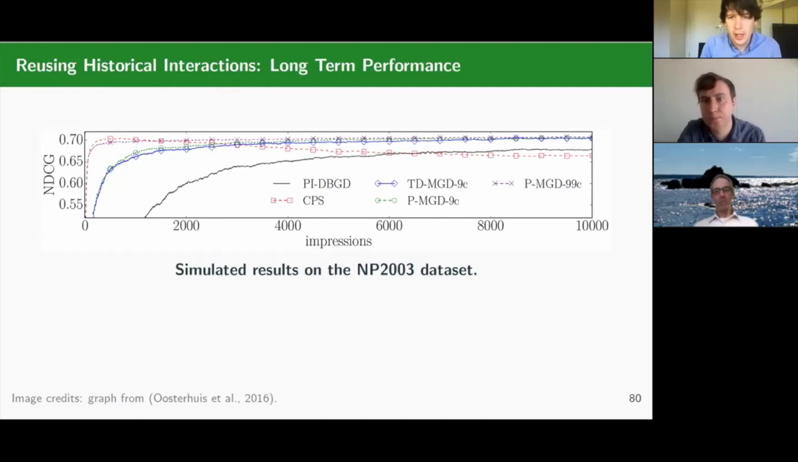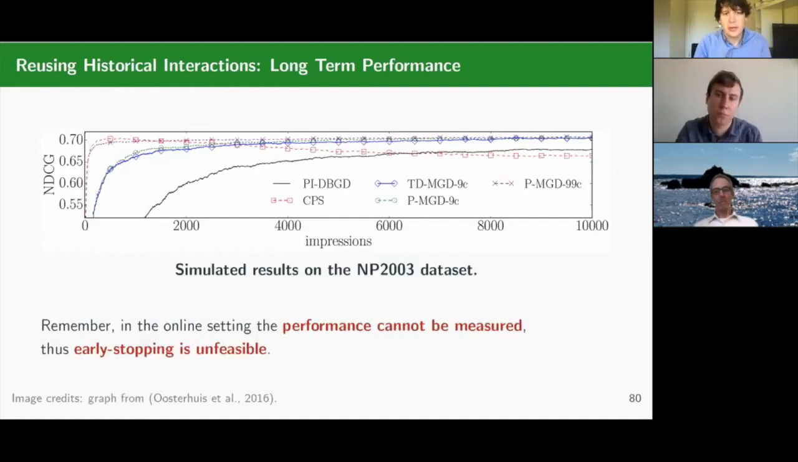An important thing to keep in mind here is we're in the online setting. So we cannot measure the performance, and we can't do something like early stopping. In practice, you wouldn't know when you were at this spot. So it's not that, like you might do in other machine learning settings, you can say, we're going to stop the learning here and continue on.